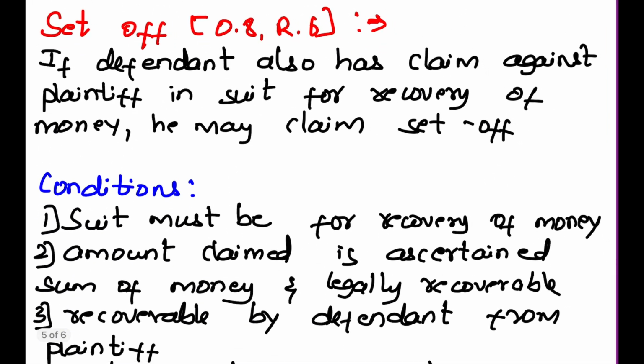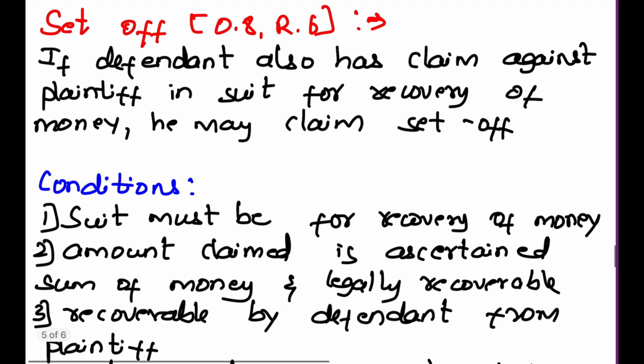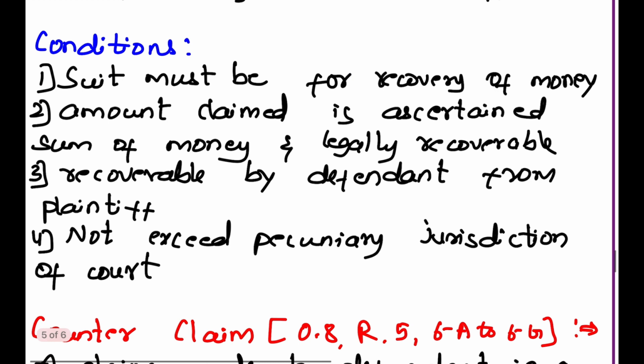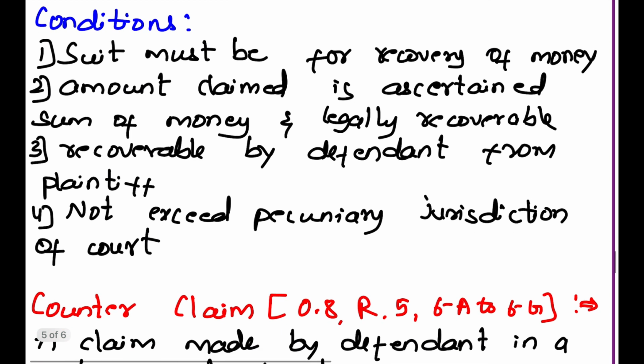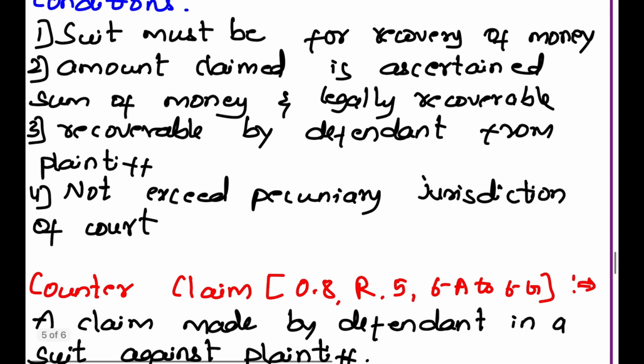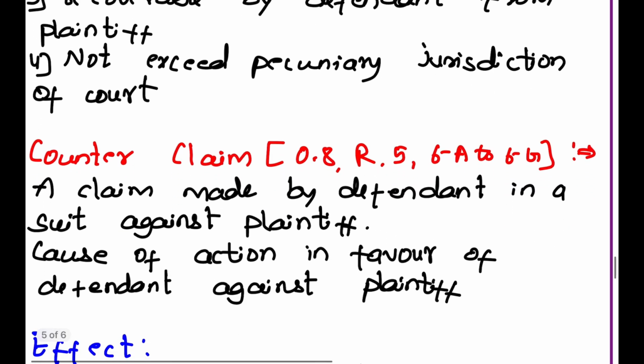The next is set-off, Order 8, Rule 6. If a defendant also has a claim against the plaintiff in the suit for recovery of money, he may claim a set-off. So in the same transaction, the defendant also has a certain money to claim from the plaintiff. So he can do that by a set-off. So he can claim that in his written statement via a set-off. Conditions. The suit must be for recovery of money. The amount claimed is an ascertained sum of money and legally recoverable by the defendant from the plaintiff, and it should not exceed the pecuniary jurisdiction of the court.